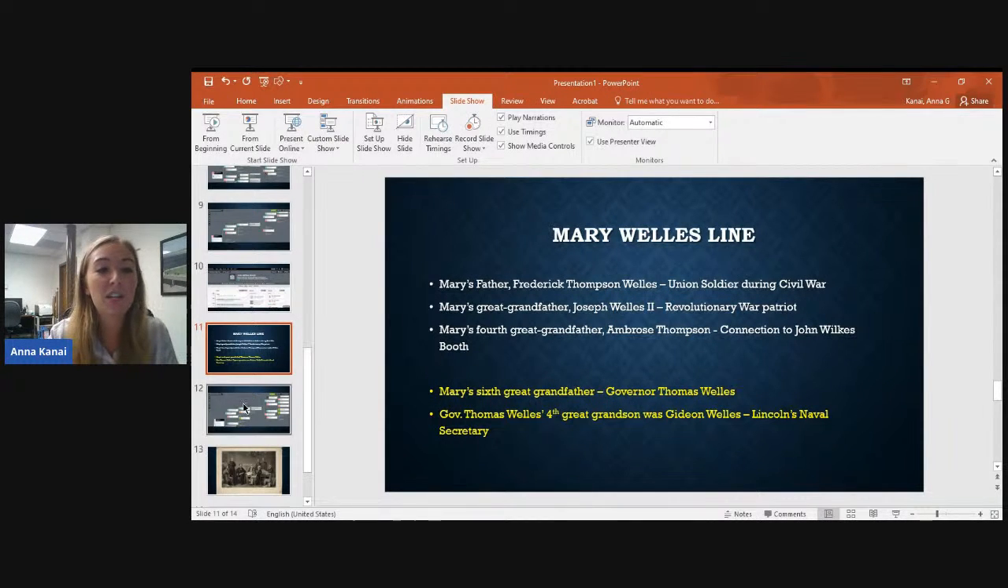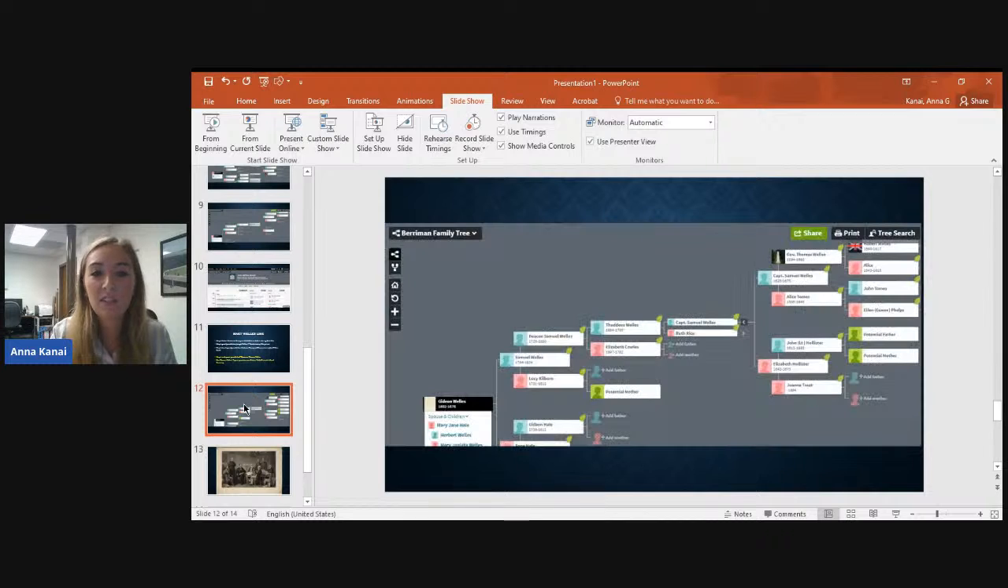Here is a lineage, a screenshot of this. So Gideon Wells, and as you can see, all the way up here is Governor Thomas Wells, who is connected to Mary Wells. There are a lot of different avenues going down through here, but Gideon Wells is awesome. He was a very cool find. He was Lincoln's naval secretary.